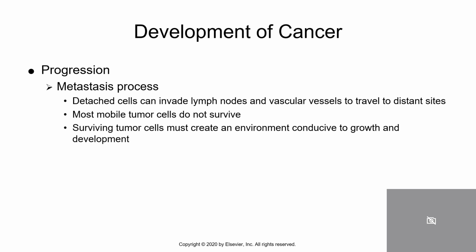And those cells that have detached, like I said, they're going and they're invading other areas. They're nosy neighbors who are going around the neighborhood, going and checking on everybody else. And most of the time, the cells that are able to do this don't survive, but occasionally, the ones that do survive and are able to create an environment where they can continue to grow and develop, those are the ones that are going to cause the most problems.